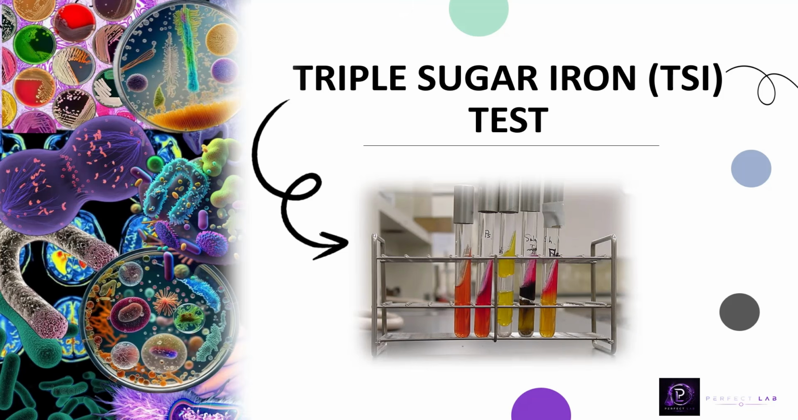In today's video we will learn about the triple sugar iron test, a simple but important biochemical test used to identify bacteria based on their ability to ferment glucose, lactose and sucrose, as well as produce gas and hydrogen sulfide. We will also learn about the principles of the test, the composition of the medium, the procedure, and how to interpret the different reactions. So let's get started.